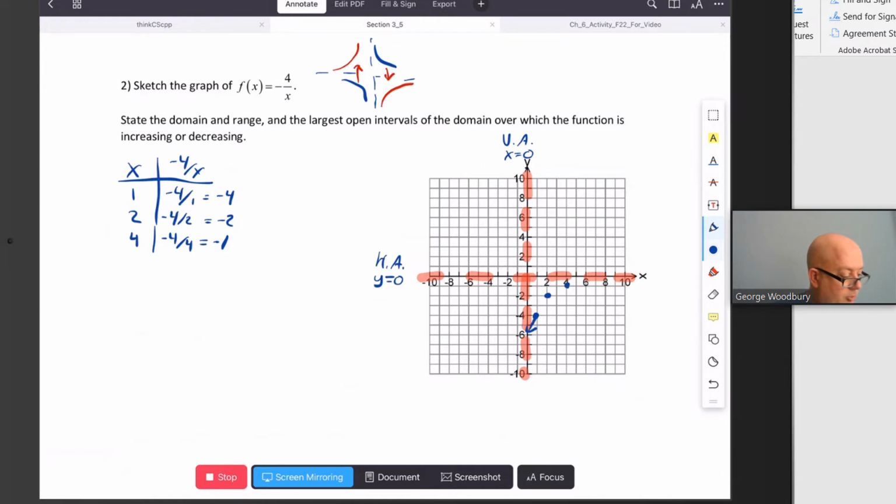And now we've got a pretty good idea of how this curve goes. And because of symmetry about the origin, we're going to see the same kind of thing. When x is negative 1, we'll get 4. When x is negative 2, we'll get 2. When x is negative 4, we'll get 1. Like that. The domain and the range are the same as the last graph we did.